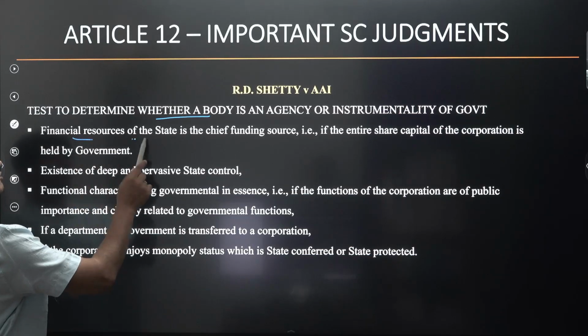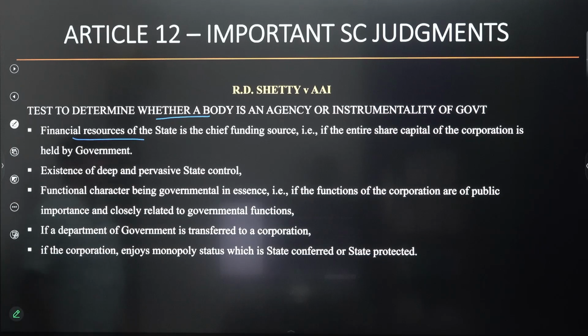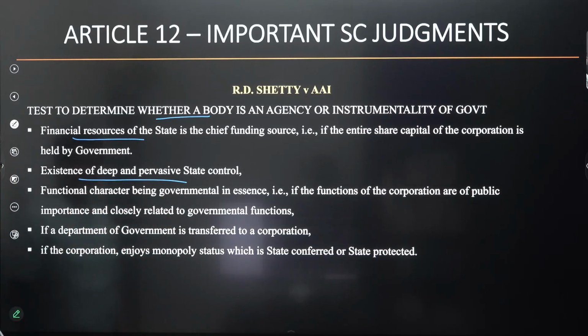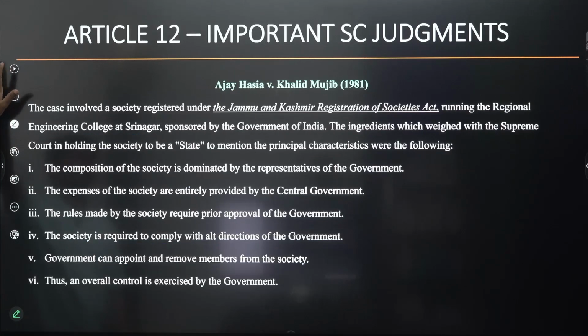Same point almost. Financial resources of the state is the chief funding source. That is, if the entire share capital of the corporation is held by government, existence of deep and pervasive control, state control, functional character being governmental in essence, function is of public importance. Same point. If a department of government is transferred to a corporation and if the corporation enjoys monopoly status which is state conferred or state protected.